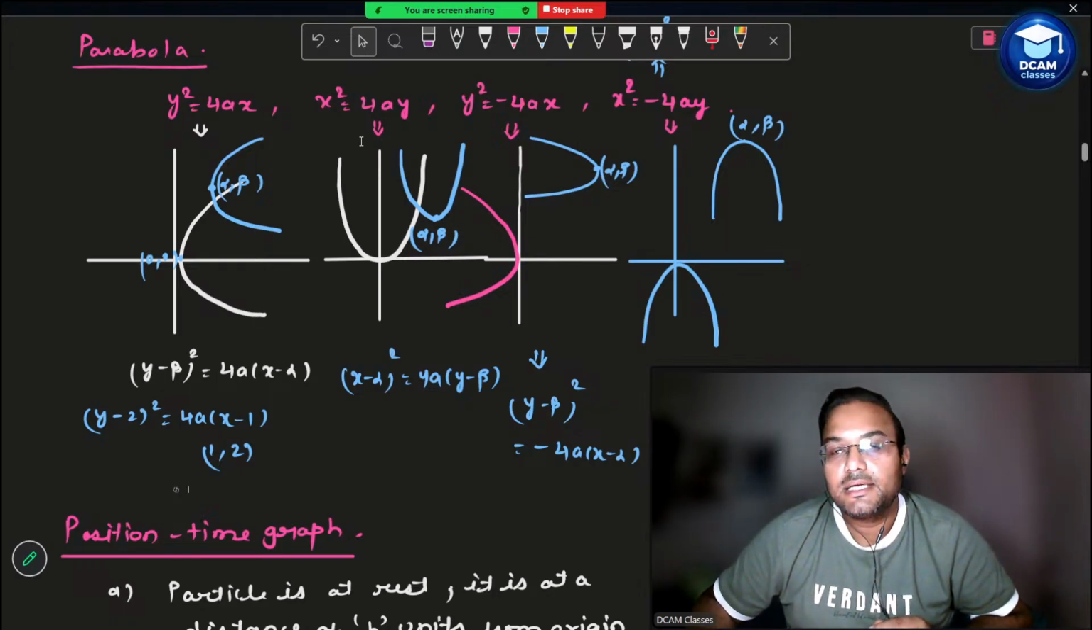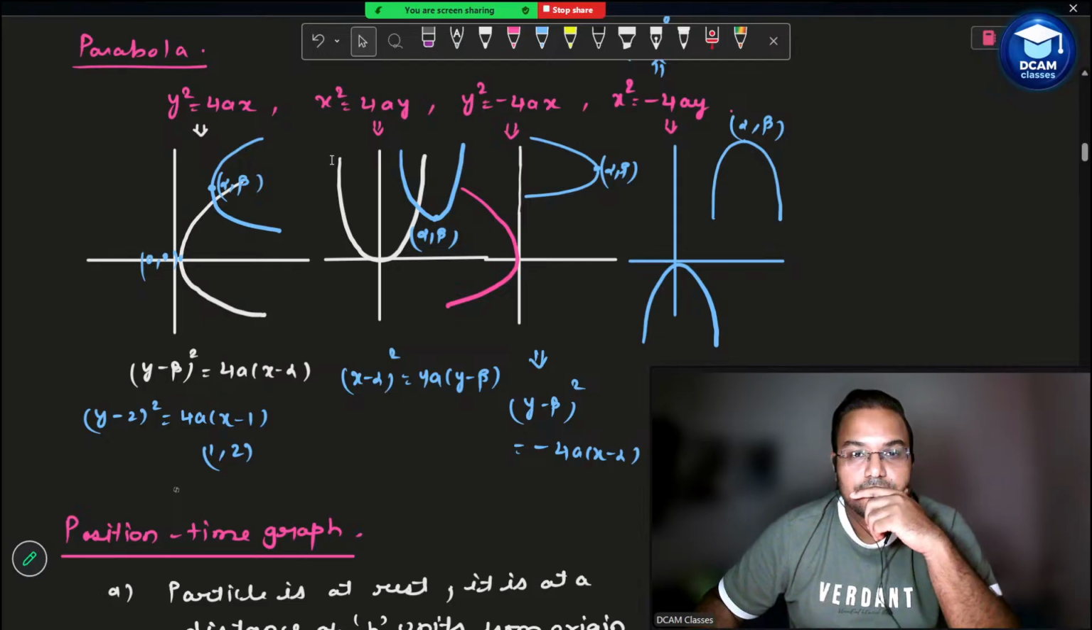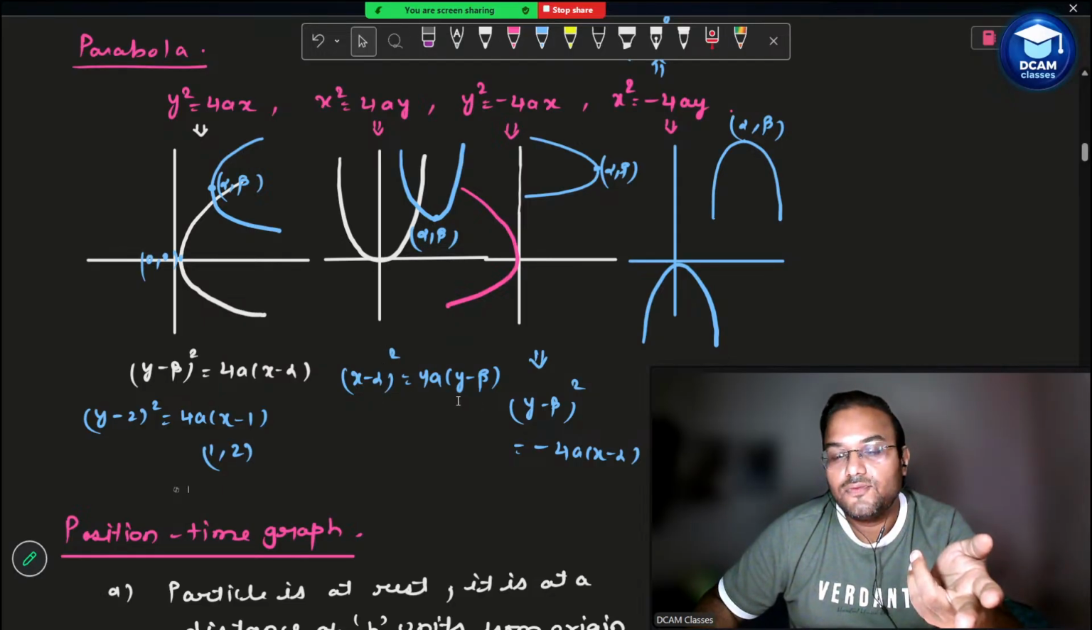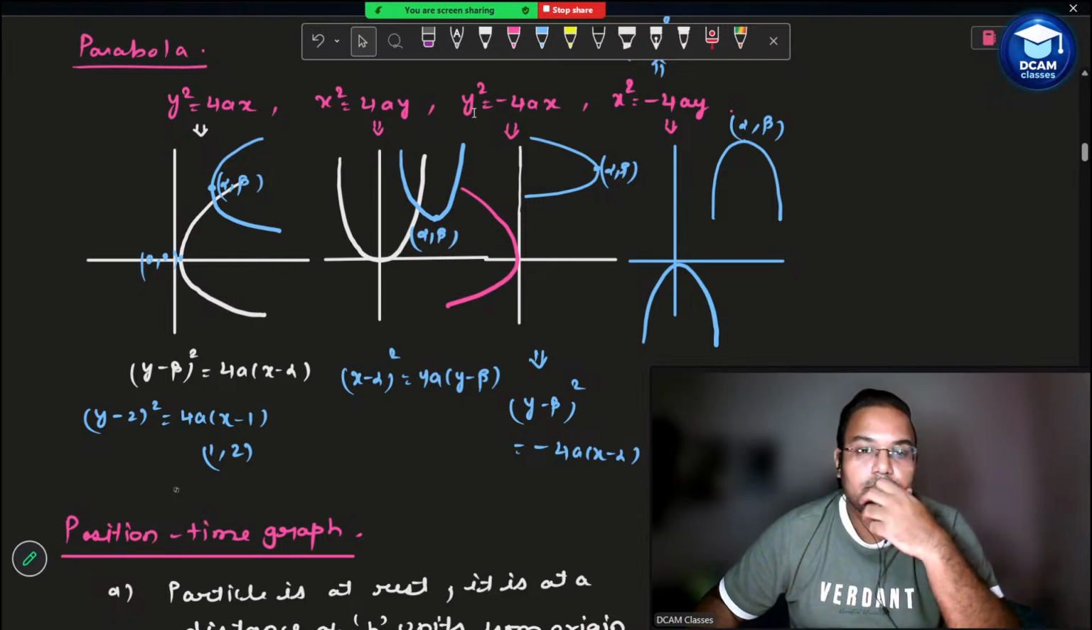And the third kind is x square is equal to 4ay. X square is equal to 4ay type parabolas are opening upwards. And when x minus alpha whole square equal to 4a into y minus beta type is there, center is alpha comma beta, you will shift the same parabola to alpha comma beta.